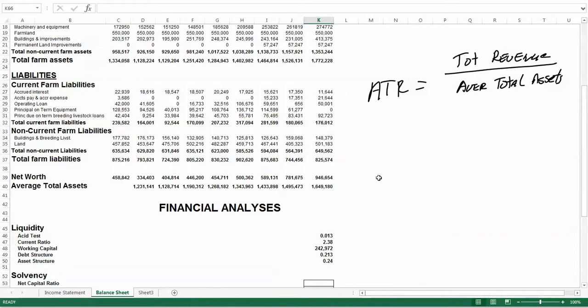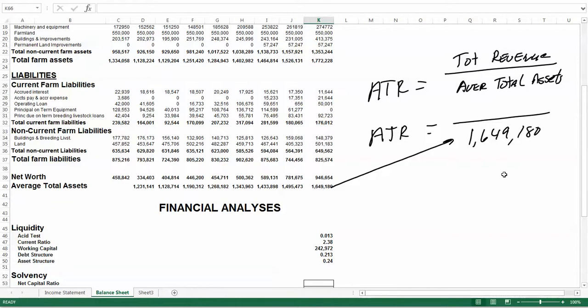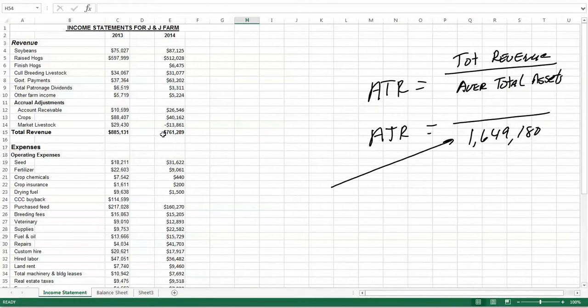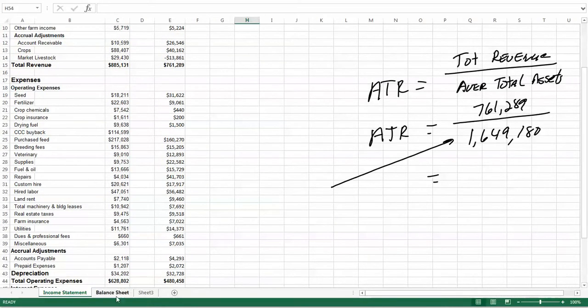Okay, so the asset turnover ratio is simply equal to, and I'll put this average total asset number right here in the denominator, 1,649,180. So what goes in the numerator? Well, in the numerator is total revenue. Total revenue has to come from the income statement. On the income statement, total revenue is $761,289. So that's $761,289.